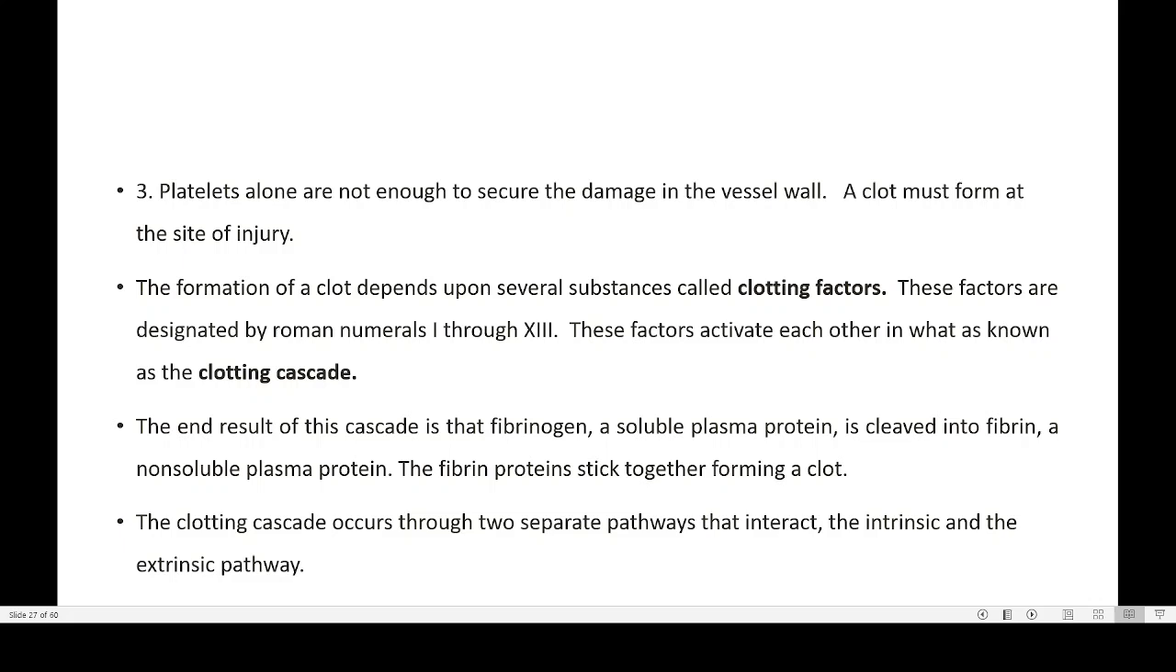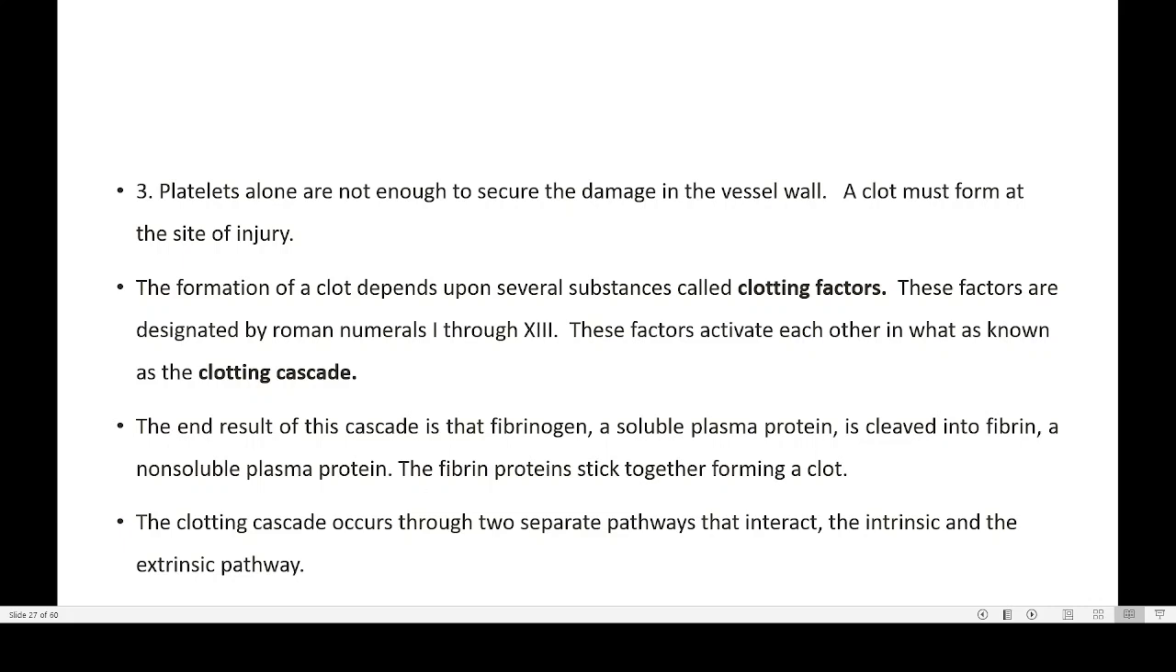The end result of this step is that fibrinogen will be cleaved or split into fibrin. Fibrin is actually a non-soluble plasma protein. Fibrin proteins stick together to form the clot. So that is what is happening in the final stage of the clotting. Conversion of fibrinogen into fibrin will be taking place.